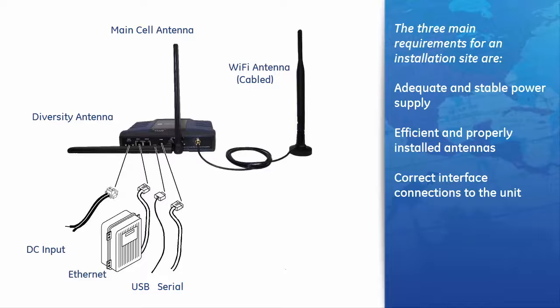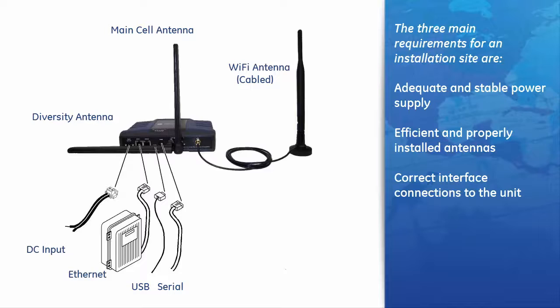Note that the cellular diversity receive antenna shown here is oriented in a horizontal fashion. This is done to provide improved reception for signals operating at angles different from those favoring the vertical antenna. You may need to experiment with the position of the antennas for the best reception of signals.